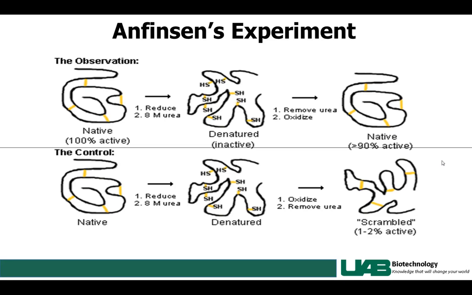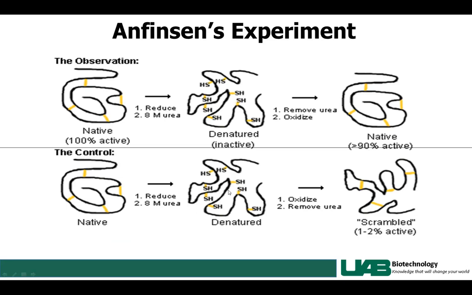Anfinsen and his colleagues at the NIH performed a hallmark experiment in protein folding. They took a very small protein and reduced the disulfide bridges with beta-mercaptoethanol, followed by denaturation in 8 molar urea. They found that when they reduced and denatured the protein, it was completely inactive. But if they removed the urea and then oxidized to allow the disulfide bonds to form, the enzyme returned to its native state, with about 90% activity.